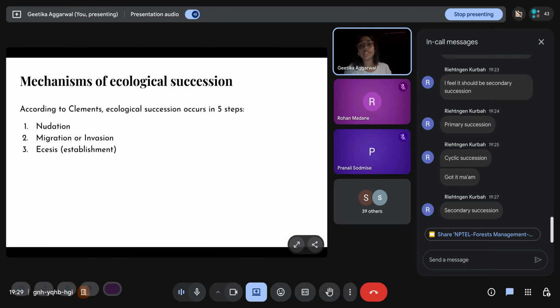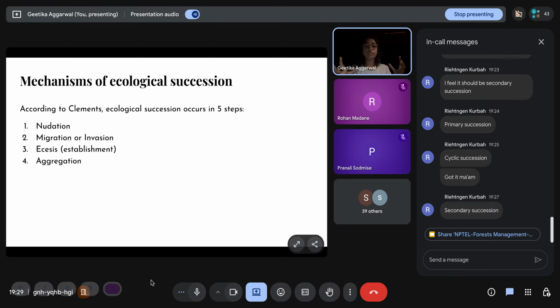Then next is ecesis. Ecesis is a process by which these spores that have come into the area get established into the area. Invading an area versus getting established and sustaining in that area are two different things. So one is they invade the area, and the second process is in which they get established in this area. Then there is aggregation.